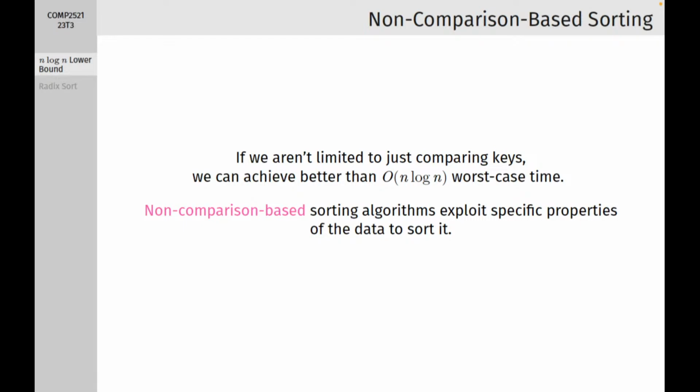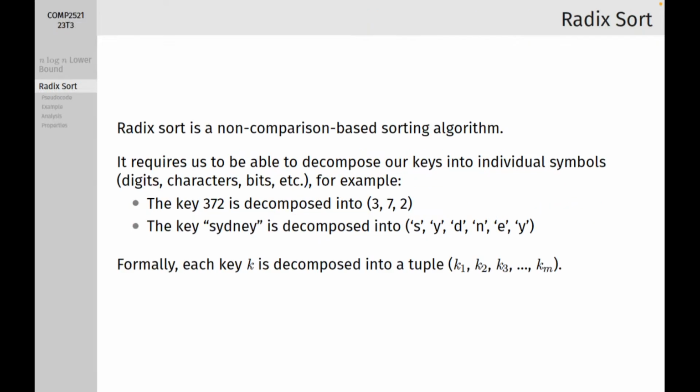It turns out that we can, and these algorithms are called non-comparison based sorting algorithms. The way they achieve a better complexity than n log n is that they exploit specific properties of the data to sort it. So I'm going to show you just one non-comparison based sorting algorithm, which is called radix sort.